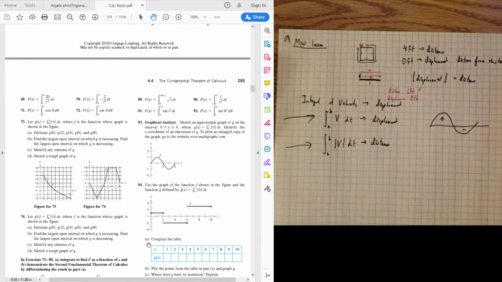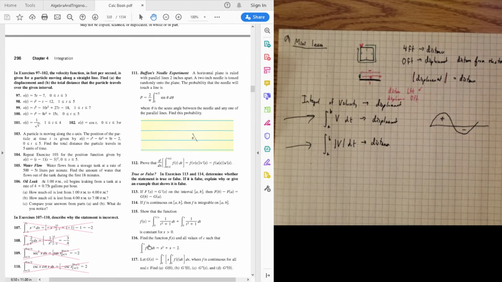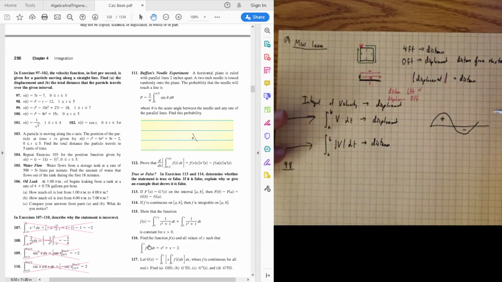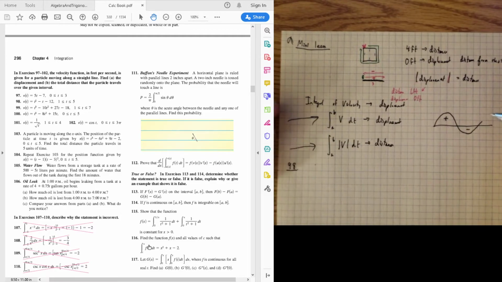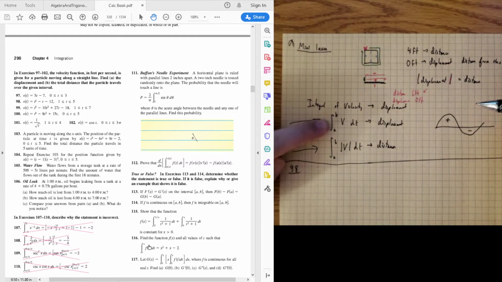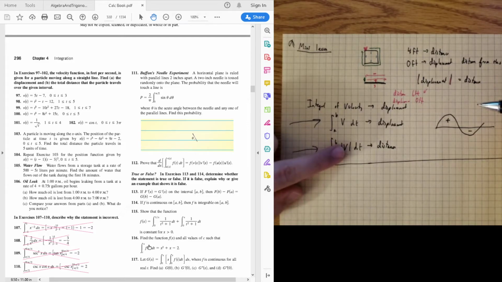Okay. With that in mind, let's now look at number 98. As you can imagine, based upon what I just said, we're going to do two problems. Part A is going to do this version, which is going to give me displacement. Part B is going to use the other version, which is going to give me distance. The only difference between them, the absolute value symbols. So let's take a look at number 98.